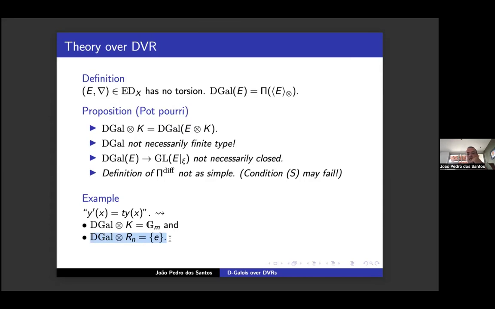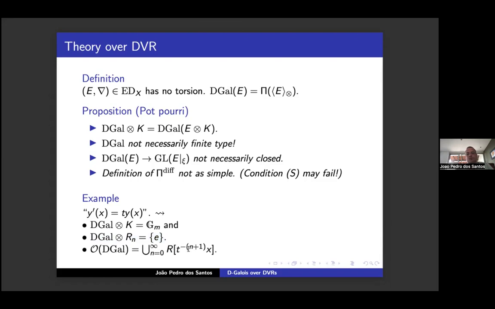And if you are used to things over DVRs, you know that the dimension of the fibers, at least when things are of a finite type, cannot grow like that. So you have a generic fiber which is of dimension 1, and you have a special fiber which is of dimension 0. And this is telling you that your group is not of finite type. And at the end, what you get is that the ring of your D-gal is just this ring here.